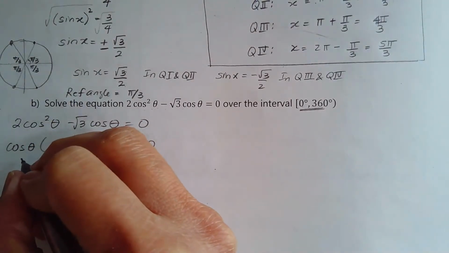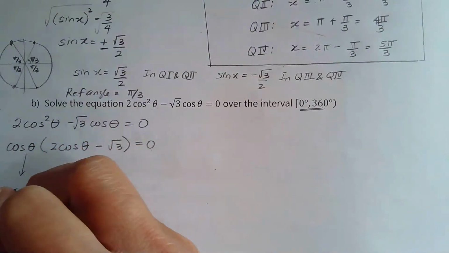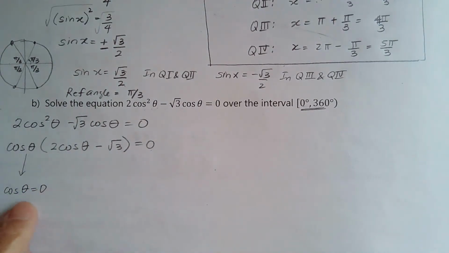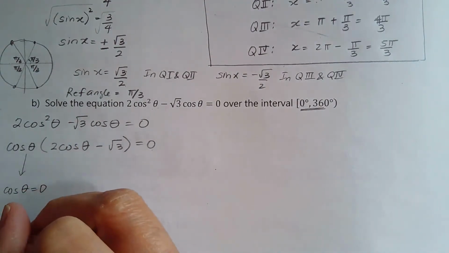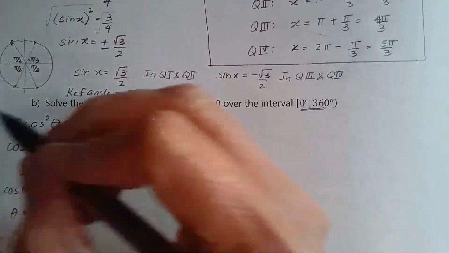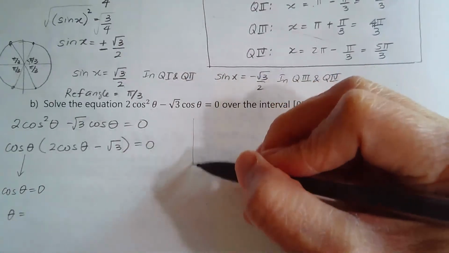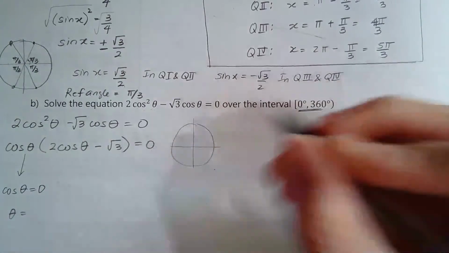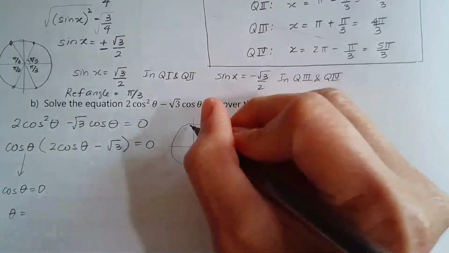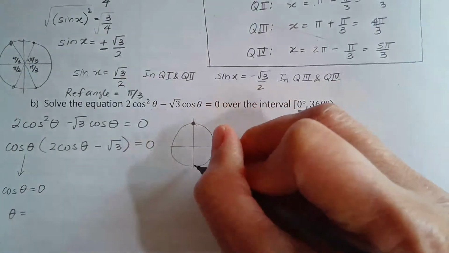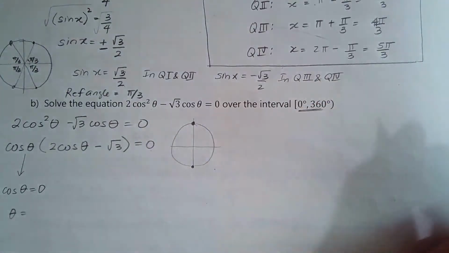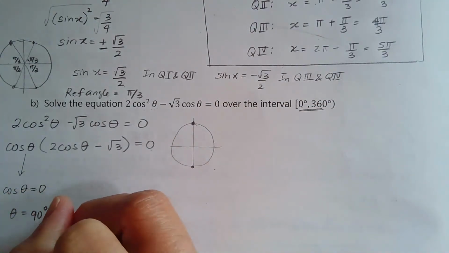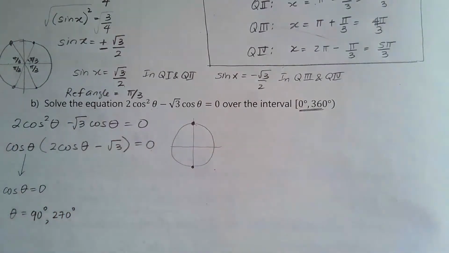Where is cosine? Cos theta equals 0 degrees. Well, where is cos 0? Here's a visual. I'll do the visual here. Cos is 0 at 90 degrees and 270. So that's going to be 90 degrees and 270 degrees.